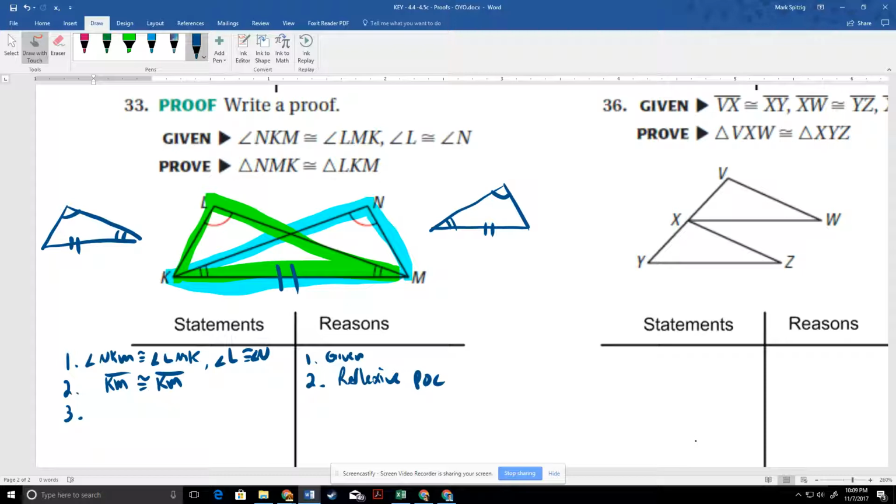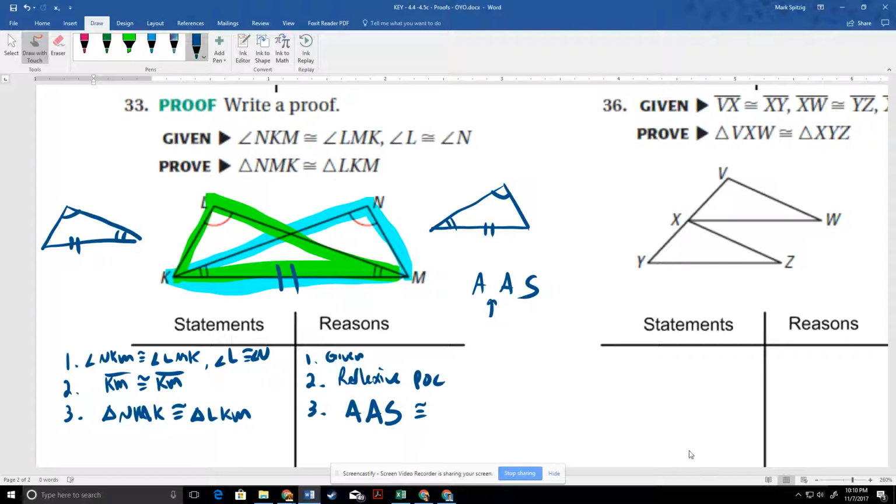And then finally, we're actually done in this case, because if we look at the triangles, we have two angles, right? And the side that we know is not included, right? So we know that we have two angles, and then the side is not between them. So we have angle side is our reason for congruence. And again, that proves what we're trying to prove, and that's triangle NMK is going to be congruent to triangle LKM.